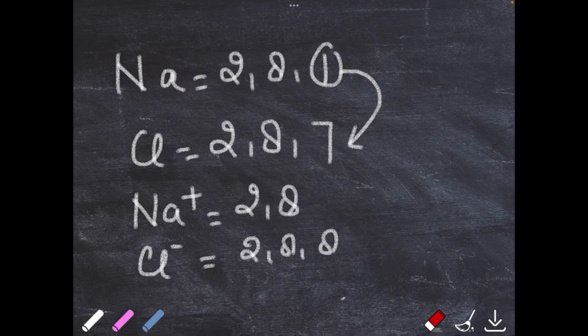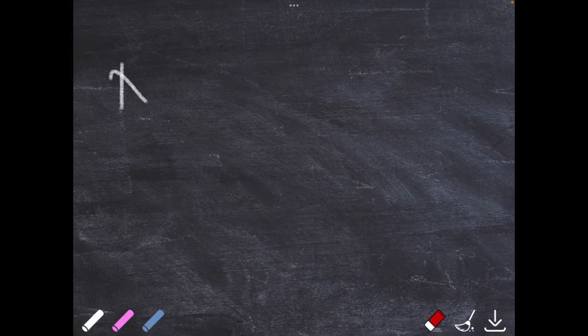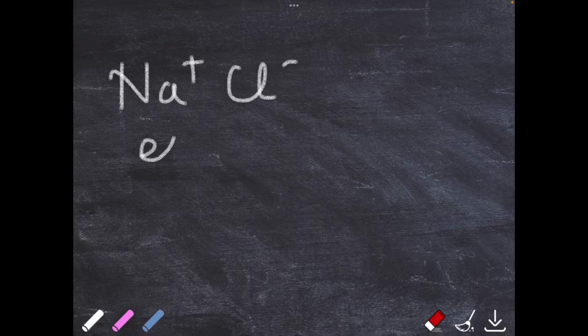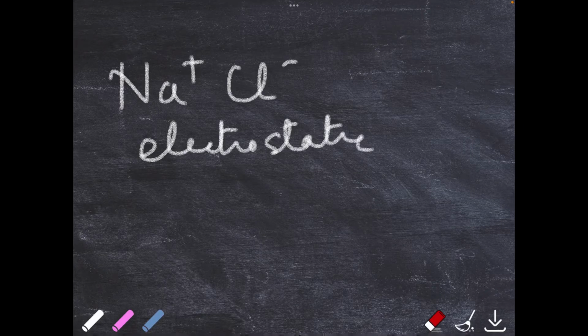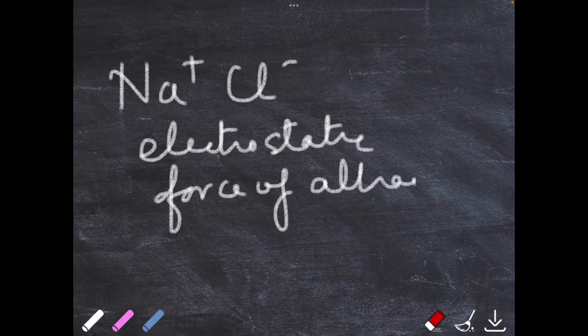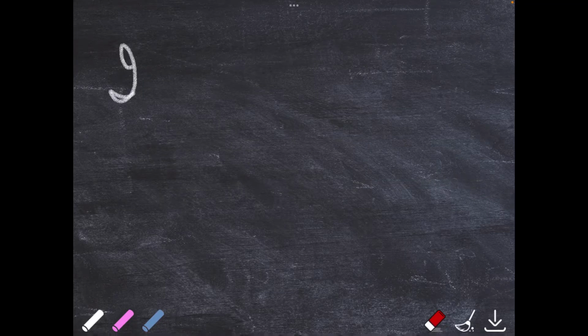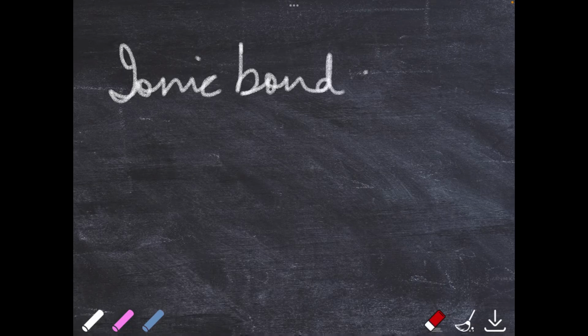Now Na plus and Cl minus, they are held together by an electrostatic force of attraction due to the formation of ions. So this is the formation of ionic bond. Another name for ionic bond is electrovalent bond.